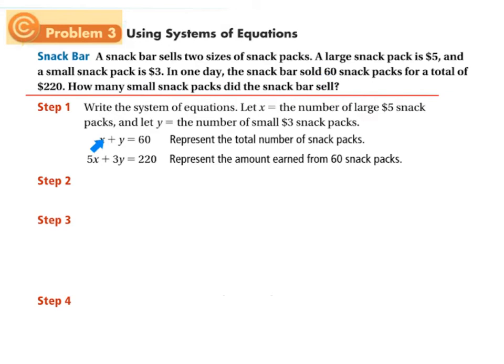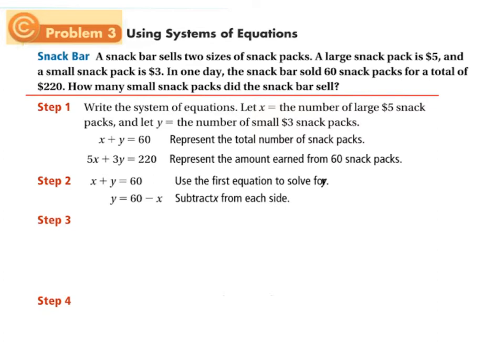So X, the number of large ones, plus Y, the number of small ones, has to equal the 60 that they sold. Okay? But if you multiply the total number of large ones by 5, you find out how much money they made from each one. So 5 times the number of large ones plus 3 times the number of small ones, because small are $3, equals the 220 that they made. Both times X is the number of large packs. Number of large packs plus number of small packs has to equal 60. And if we got $5 for each of the large packs, you do 5 times that many, plus 3 times the number of small packs, which should give us the total amount of money.